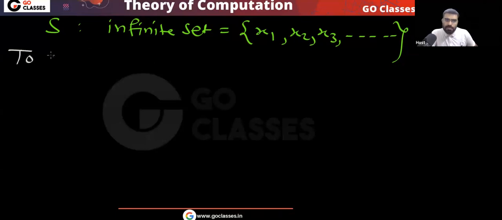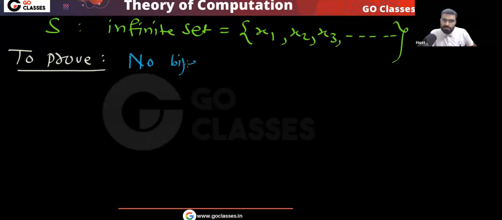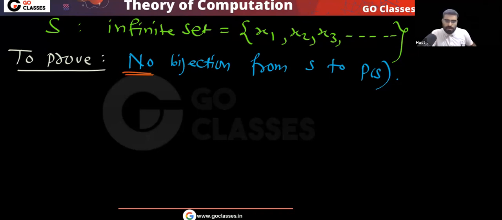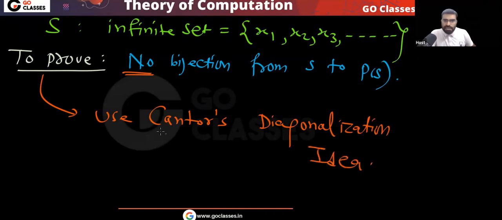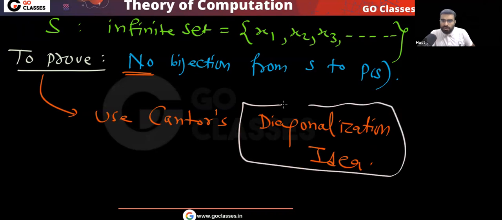Now, what we need to prove, tell me. Just take your copy and pen. We will prove it using Cantor's diagonalization argument. We need to prove there is no bijection from S to the power set of S. How to prove it? What is the idea? Use Cantor's diagonalization proof. Just use that idea.